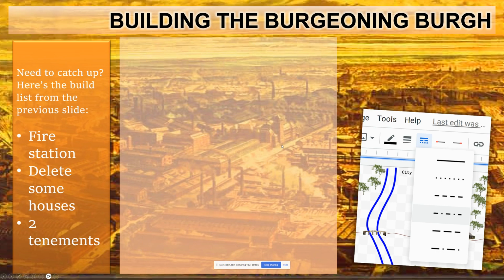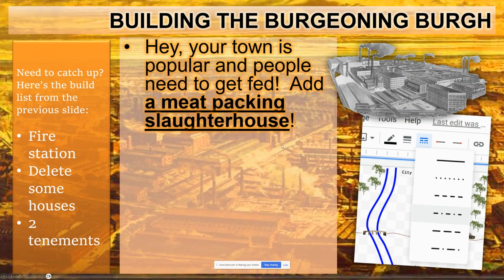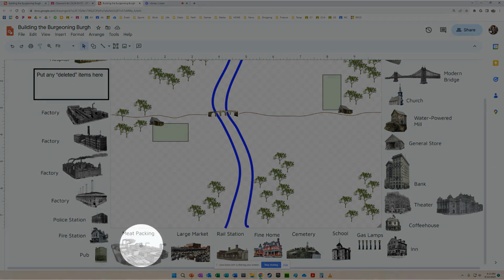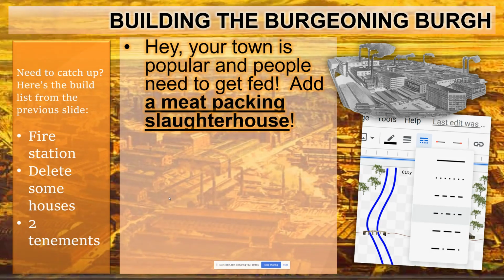All right. Hey, your town is getting real popular, and people need to get fed. So what you're going to add now is a meat packing slaughterhouse. Oh, doesn't that sound delicious and yummy? All right, so the meat packing slaughterhouse is found at the bottom left-hand side here. There's the meat packing slaughterhouse.